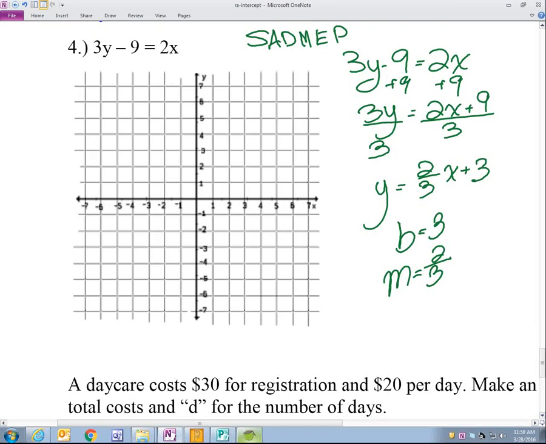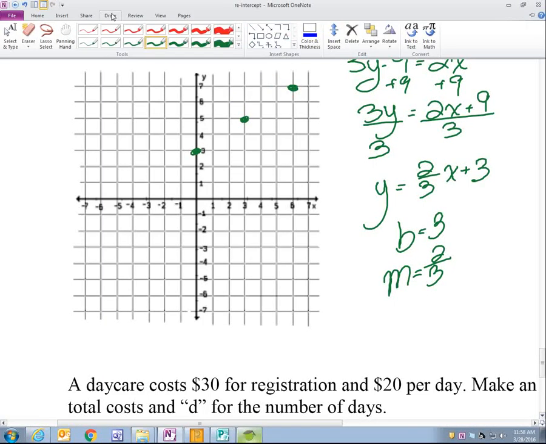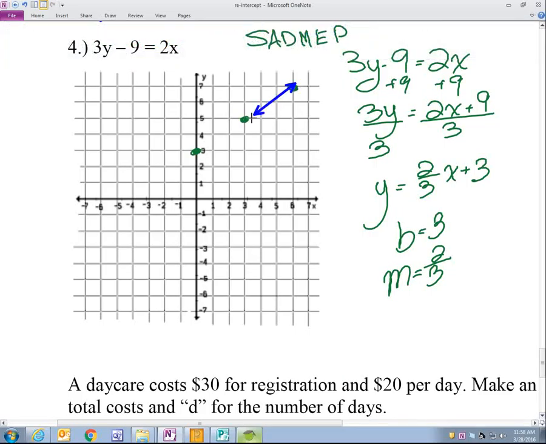So once again, my y-intercept is at 3. Then I have 2 over 3, which means I'm going to go up a positive 2 and over a positive 3. So up 2 on the y-axis, over 3 on the x-axis. Up 2, 1, 2, over 3, 1, 2, 3. I did 3 points. You only need to really do 2. And there's my solution to that guy.